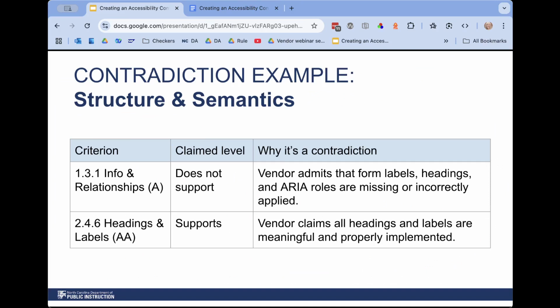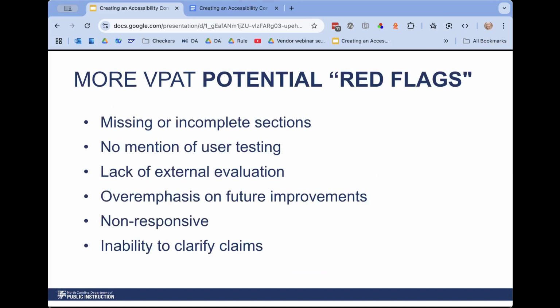So again, this tells me that someone's not understanding the true meaning of what it means to be conformant for these two different standards, because they're contradicting each other. So I'm gonna have a lot of follow-up questions for the vendor on something like that.